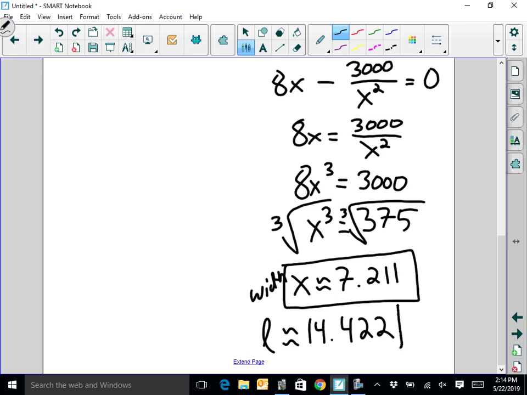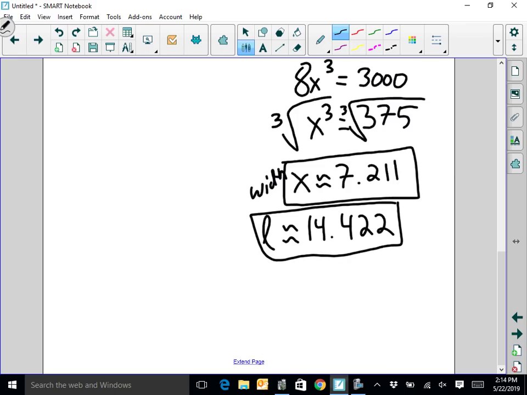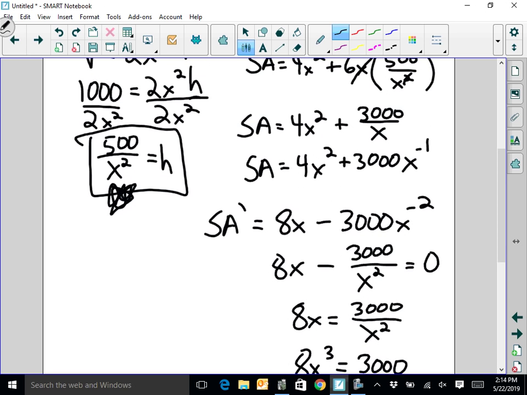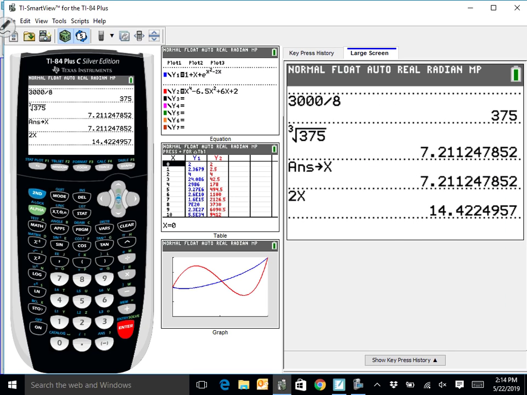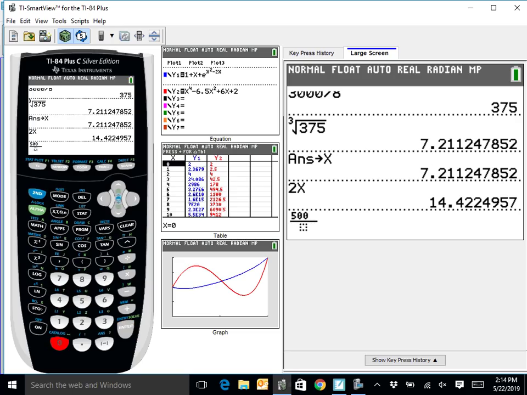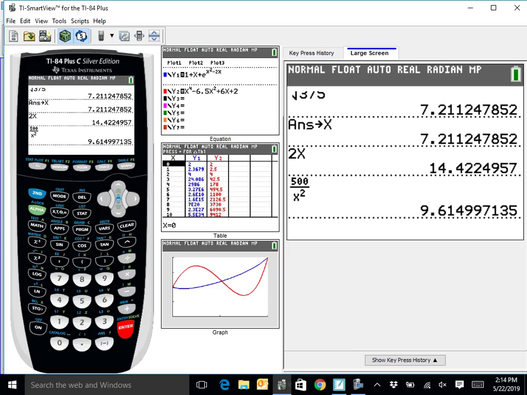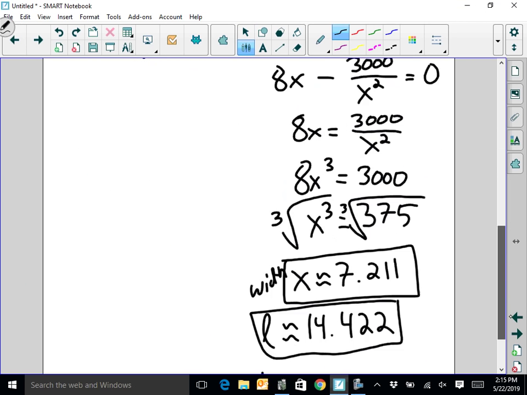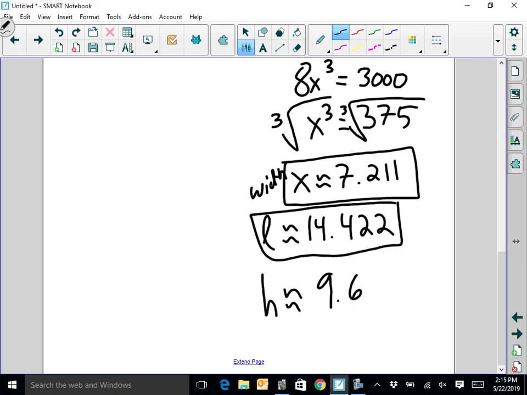And then I need to figure out what my height approximately is. Well, I'll just go back to this height equation that I have right here, that's in terms of x. It's 500 over x squared. So I'll do 500 over x squared. And I figure out the height of this box is 9.615. Oh, sorry, these are all inches, I think. So those are my dimensions.